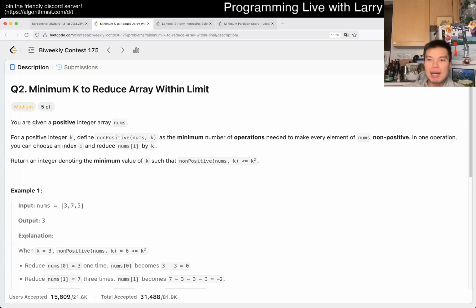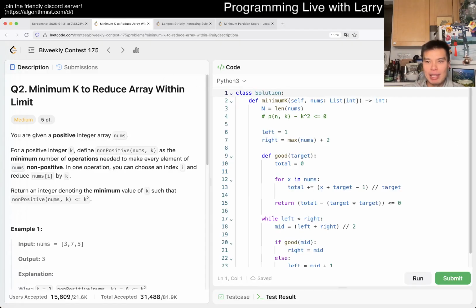So the key idea behind this one is that you have this property that can be true or not. Basically it's just this formula, by the way. I would put K squared on the other side, right? And then you have this formula. Now we're trying to find the first instance of K for which this is true.